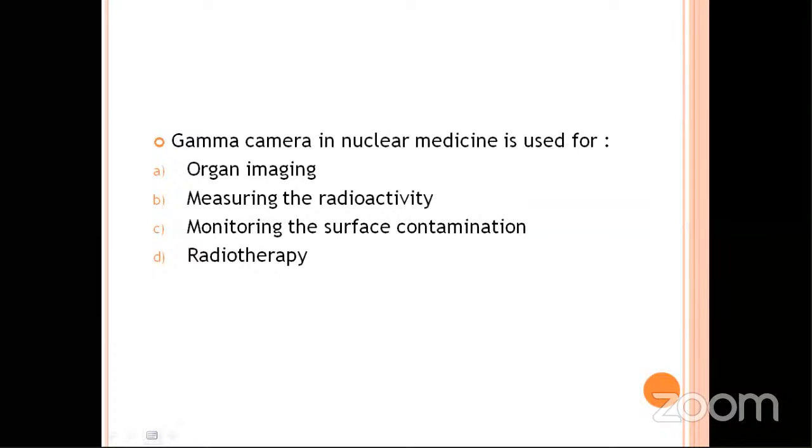So the gamma camera in nuclear medicine is used for organ imaging, measuring the radioactivity, monitoring the surface contamination, and radiotherapy. Okay, so the gamma camera is a recent advance which is used in nuclear medicine for measuring the radioactivity. Here the body itself becomes a machine, and it will emit certain rays, and these rays will be captured, and the resultant image will be obtained to see the radioactive effect of the particular organ.